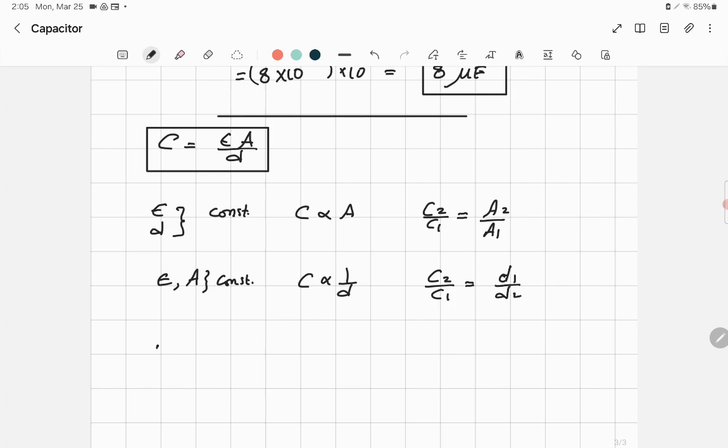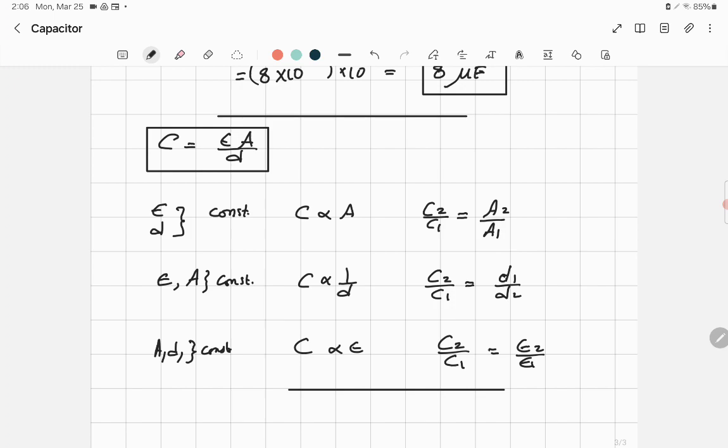Now if the area and the distance are constant, then C depends on epsilon. So C2 over C1 equals E2 over E1. That's obviously from the relationship. Well, since we understand that, I'm going to give you an interesting example to see how you can do that.